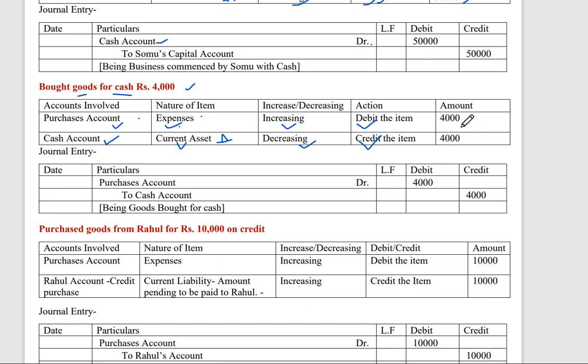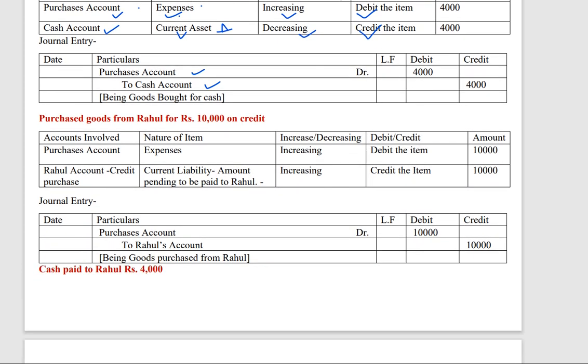So here the journal entry for this is: debit purchase account to cash account. We are debiting the purchase account and we are crediting the cash account. Purchase account is debited with 4,000 rupees and the cash account is credited with 4,000 rupees. Being goods bought for cash is the narration for this.